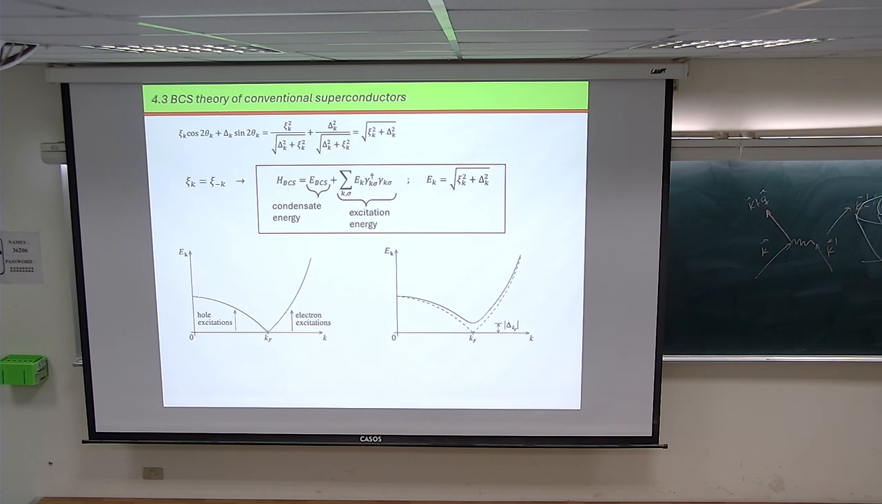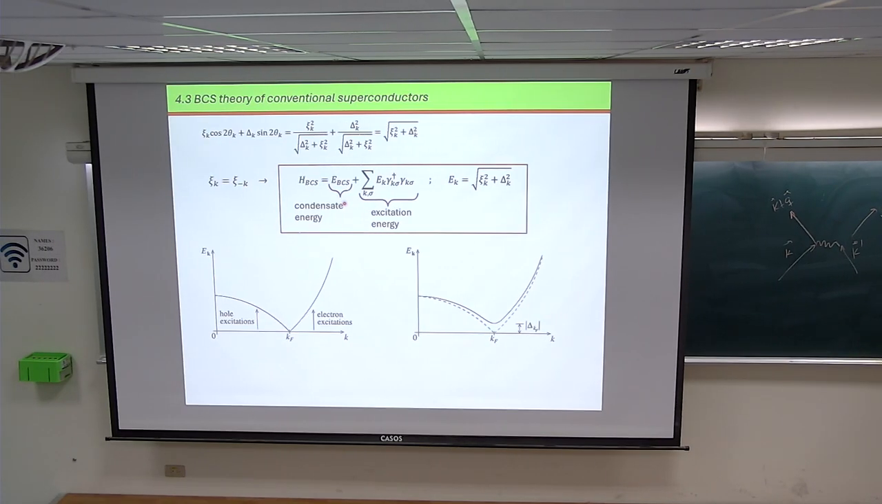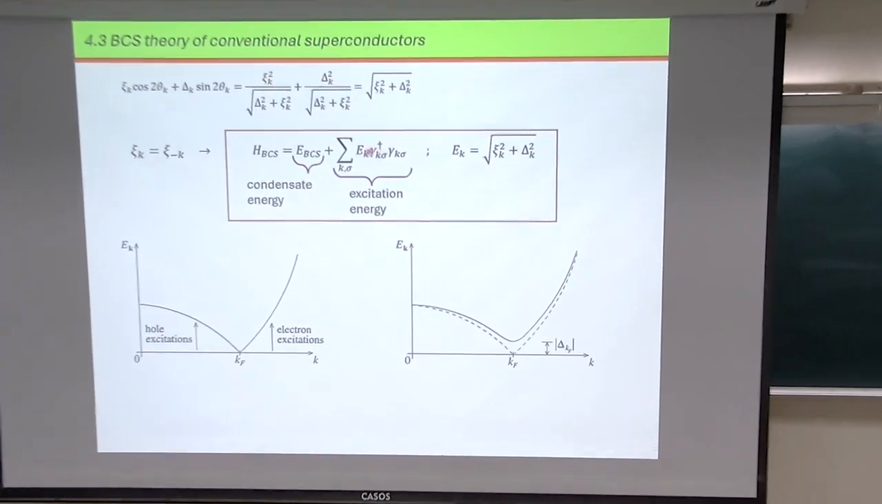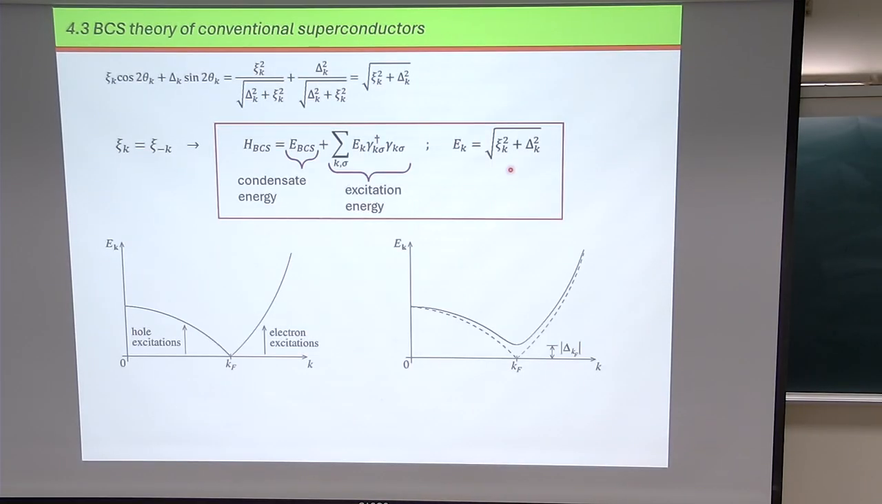All right, so let's continue with the lecture. We have the BCS Hamiltonian, which has this part, the condensate energy, and then this part describes the excitations. The energy bands coming from these excitations, at least for a particle that has a parabolic dispersion, look like this.